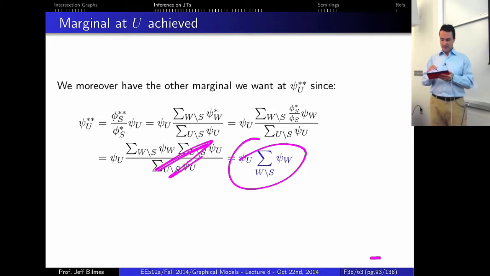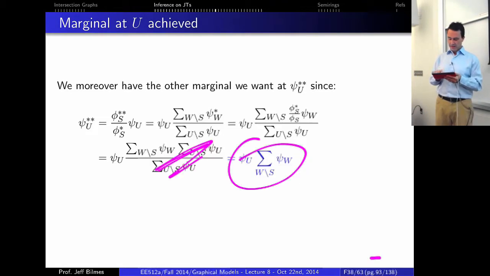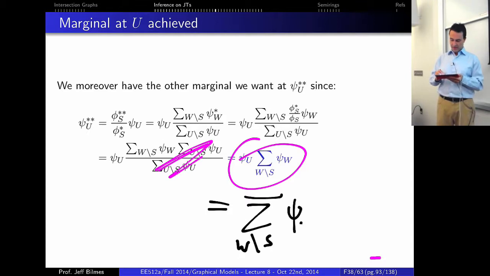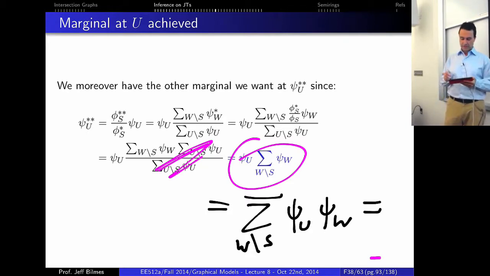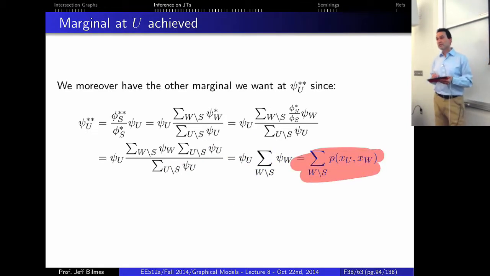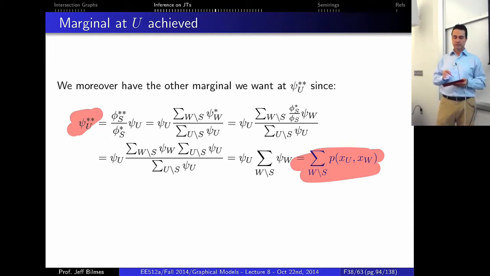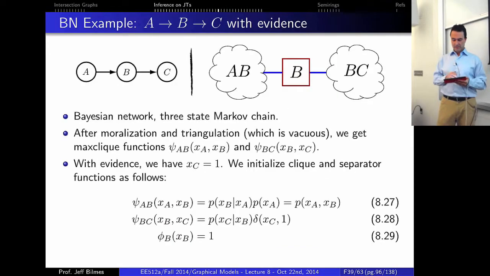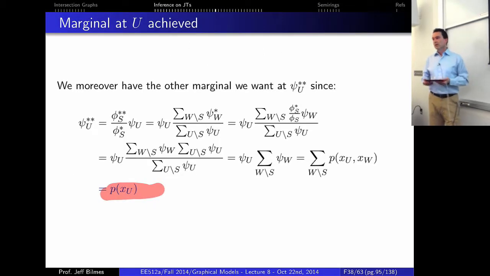Now, I can't remember if I have the expression for this or not. Yeah, let's just write it in this way. So this is equal to the sum for W except for S of psi sub U and psi sub W, which then is equal to the sum over the joint distribution, which therefore basically makes this the valid marginal. Namely, P of xu. So this is great. We've got marginals, and we've got local consistency.